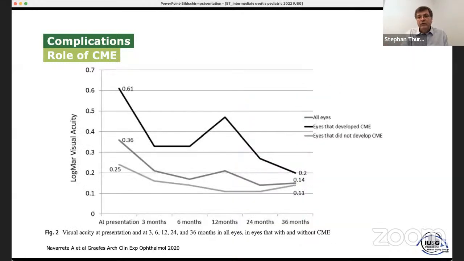And this is also true for visual acuity. They also showed that at onset, these are the black lines, the visual acuity at onset and even with successful treatment was poorer compared to those eyes that had never developed cystoid macular edema. That's the gray line, the lowest line here in this graph. So cystoid macular edema really is something to carefully look at.